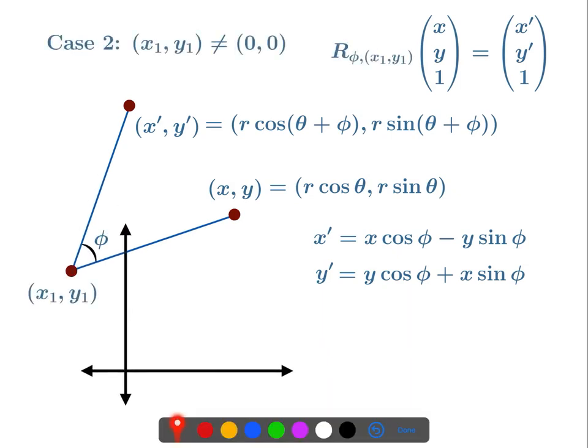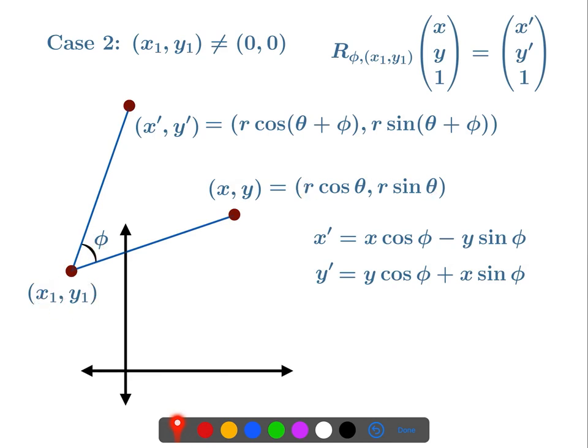Let me now look at case 2, where x1, y1 is not the origin. Notice I replace this now with x1, y1 here as well, but the origin is here, and now I have some x1, y1 someplace else, and I'm rotating xy to get x prime, y prime again. Now I'd like an expression for x prime, y prime that's in terms of xy, the angle phi, but also the point I'm rotating around.